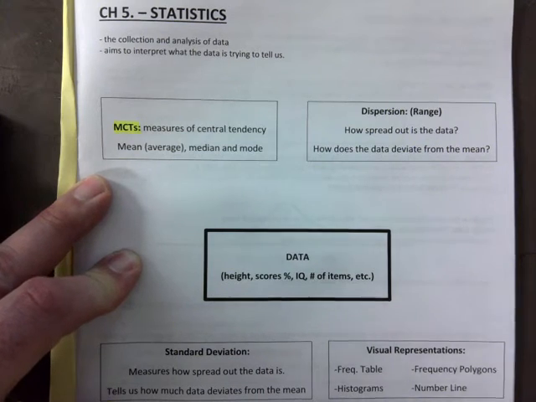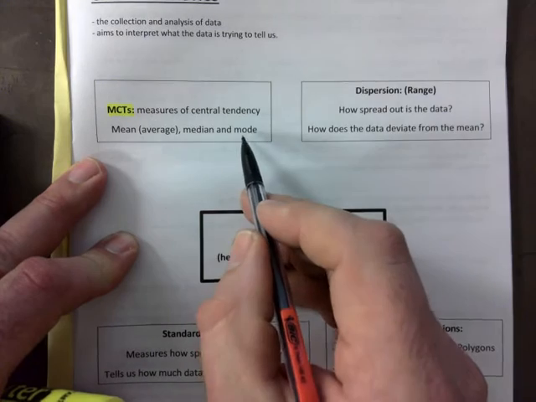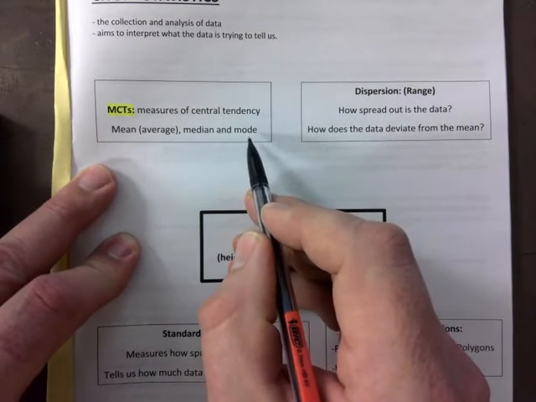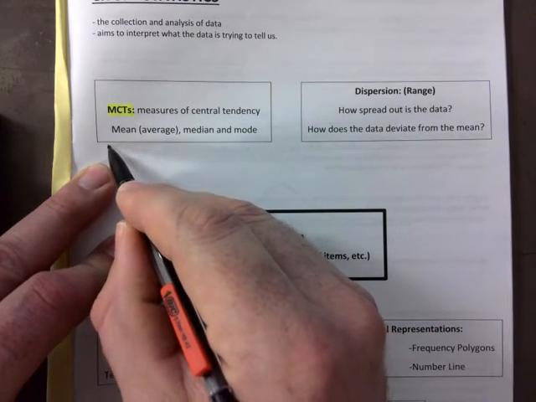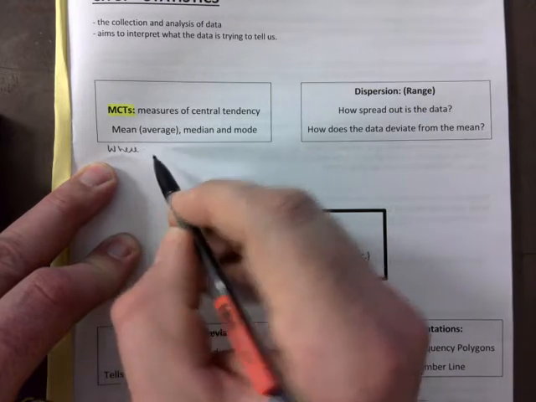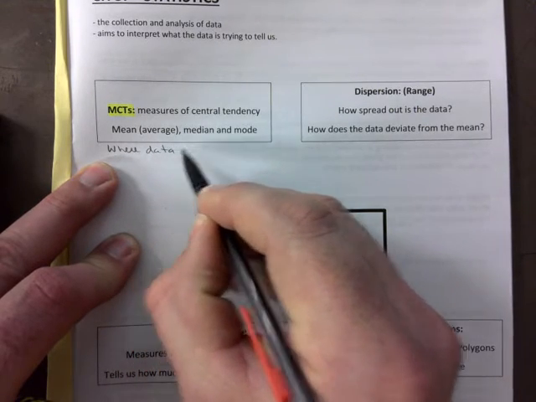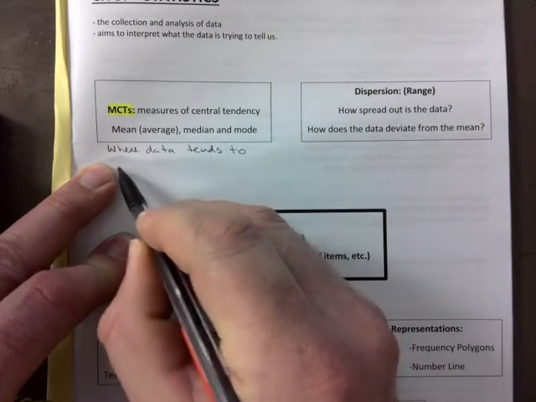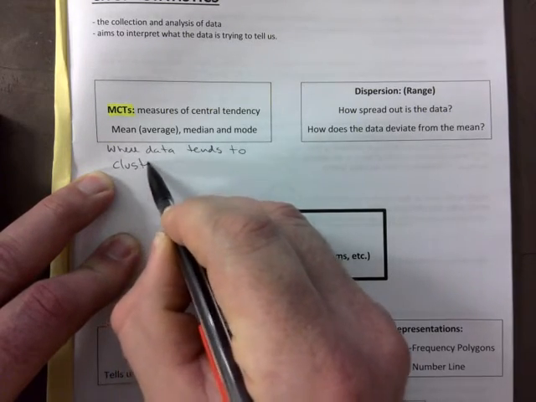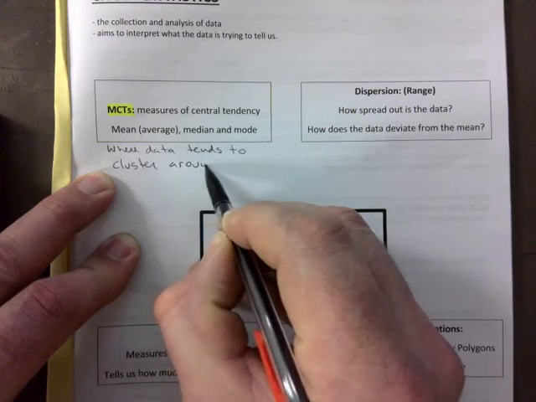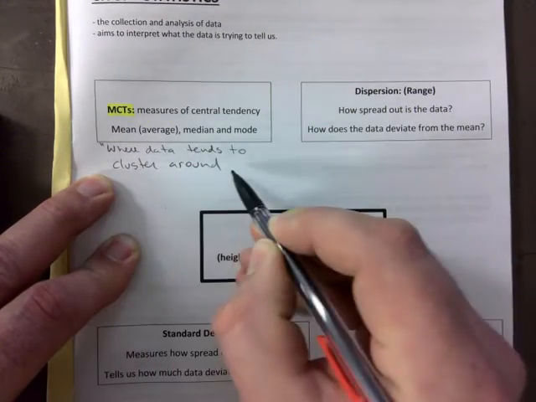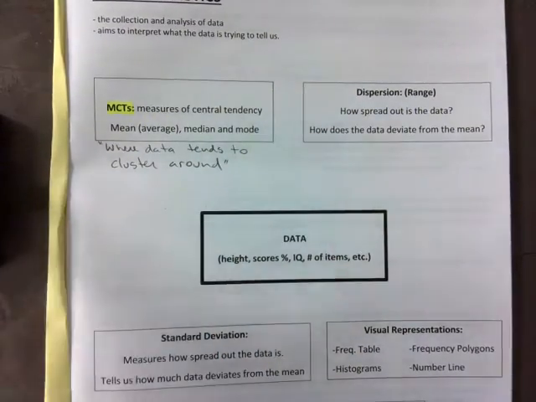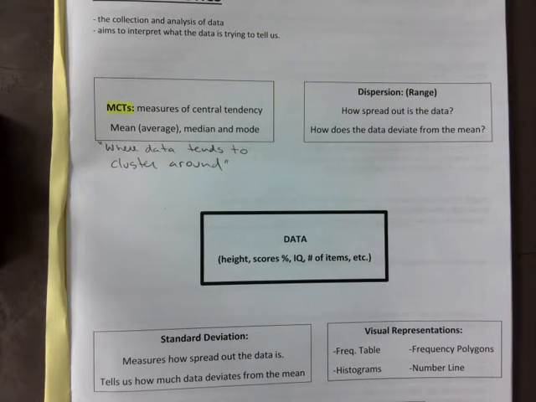Yellow cover on it. So, and we're going to talk about all of those things. Mode is the one that occurs most often. It's where data tends to cluster around. That's basically what measures of central tendencies are. That's what they are trying to do.